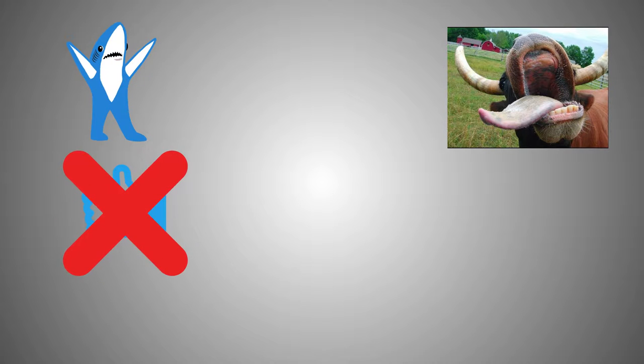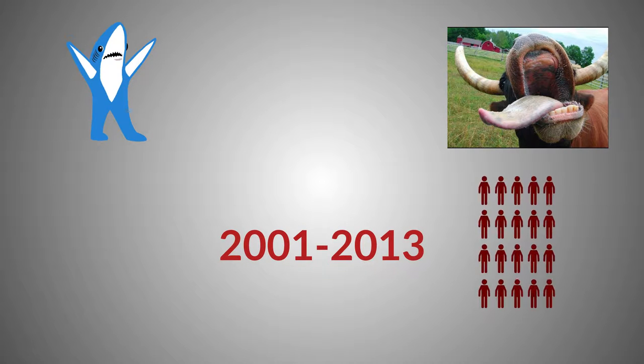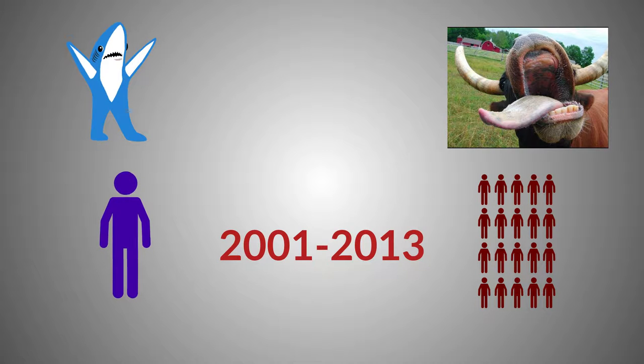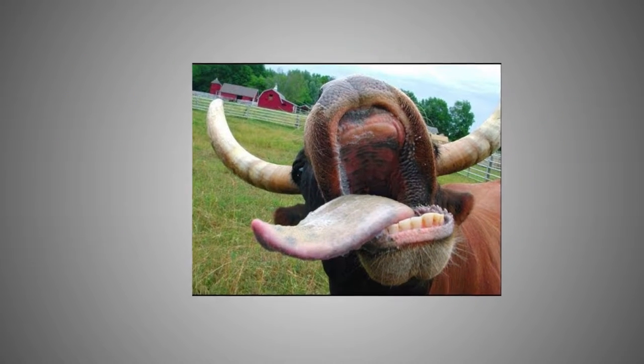But that would be wrong. In reality, cows are responsible for killing far more people than sharks. Between 2001 and 2013, on average, 20 people per year were killed by cows, while sharks killed an average of one person per year. So the next time you're in a field with a cow, you better watch your back.